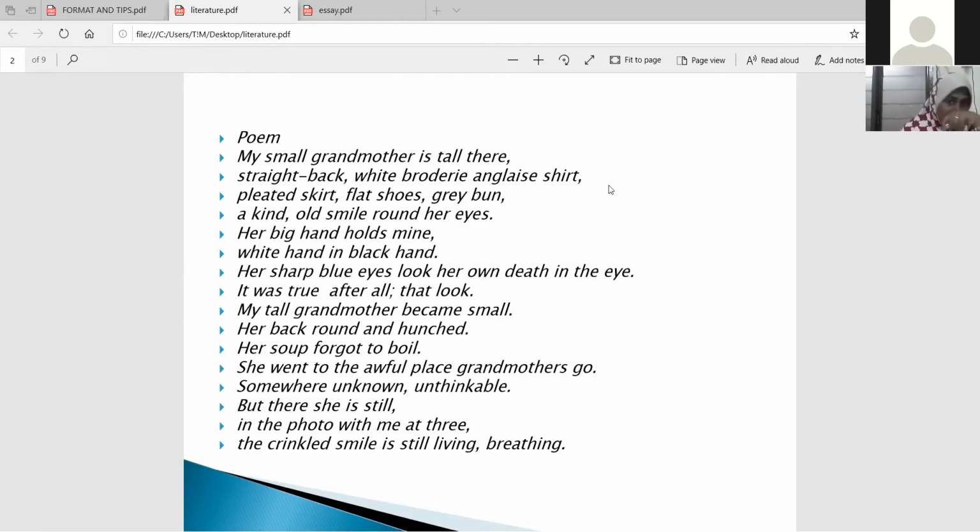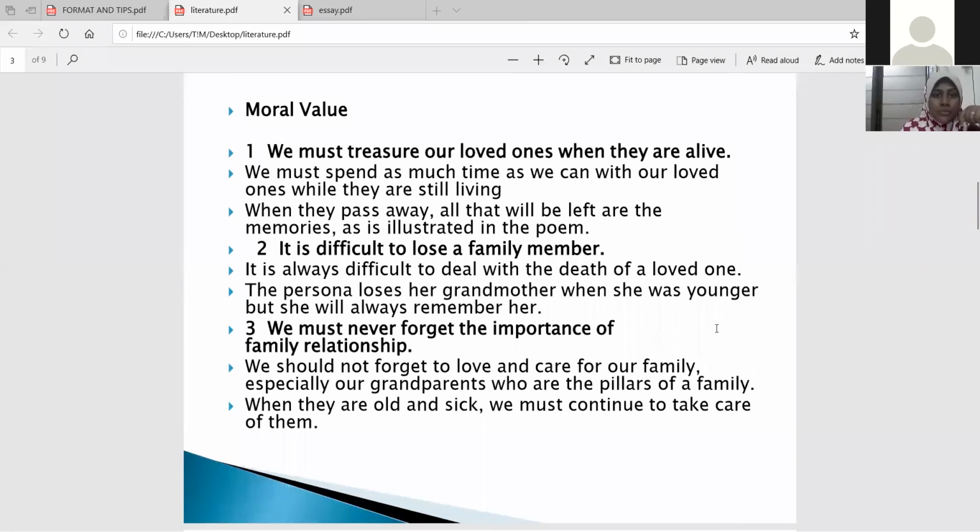Okay, so I can ask a question. If the question is somewhere unknown and unthinkable, does it refer to an afterlife place, can I write that? Yes, but it's considered a terrible place where we cannot say it's heaven or hell. Some people believe there's a heaven and hell, but we cannot mention that kind of thing when they question you. You can say it's an afterlife place, or somewhere that you cannot imagine, you cannot describe.